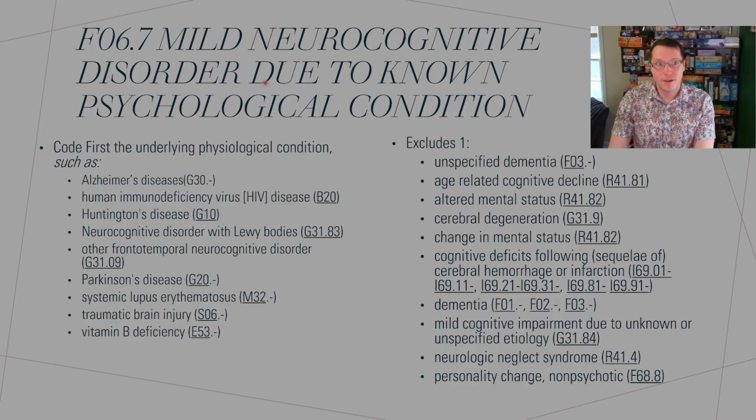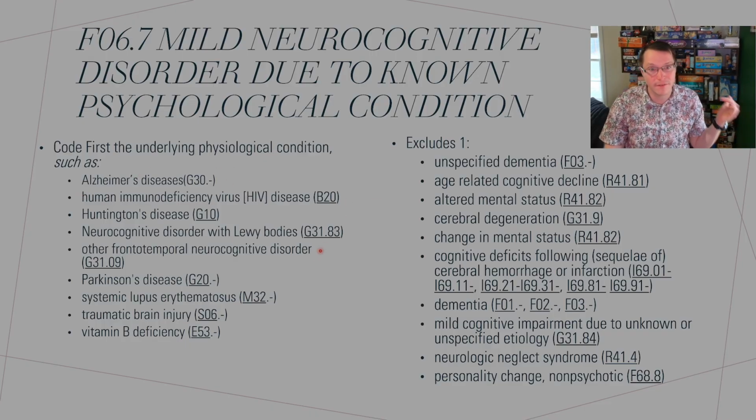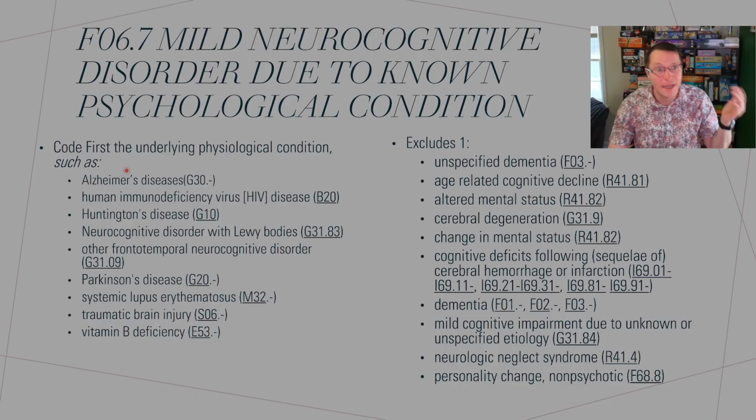F06.7, mild neurocognitive disorder due to known physiological condition. This one has a lot of exclusions. Actually, this is the code first; the exclusions I have on the right side here. The code first for this is obviously you have to code first the condition that's causing it, whether it's Alzheimer's or HIV/AIDS or something like that that is actually causing their neurocognitive disorder.